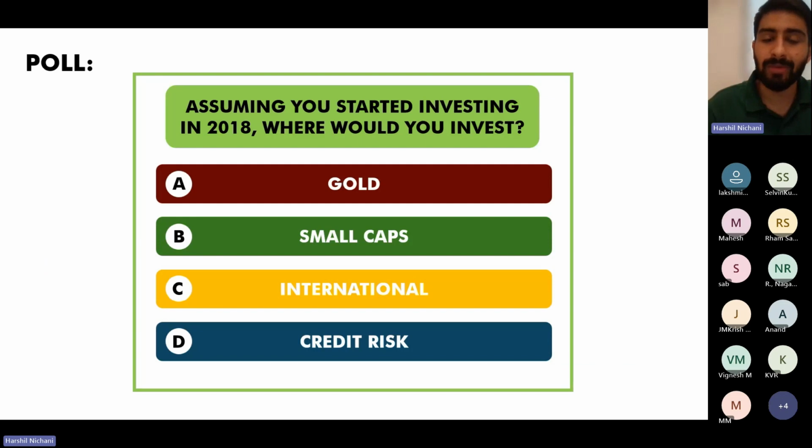Now, assuming you started in 2018, where would you invest? As per the poll, retirement was the majority option. Now you have 10 years to retire. Now you start in 2018. Where are you going to start to invest? Is it going to be more gold, more small cap, more international, or debt?